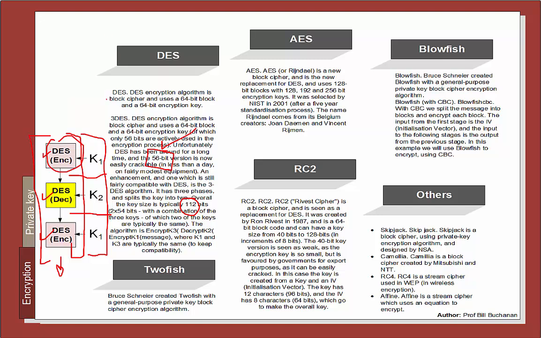Bruce Schneier produced Twofish, and that's a popular encryption algorithm. We also have Blowfish over here, used quite a lot in many systems. And RC2 is Ron Rivest's Cipher. RC is Rivest Cipher, and it can take various different sizes of keys.